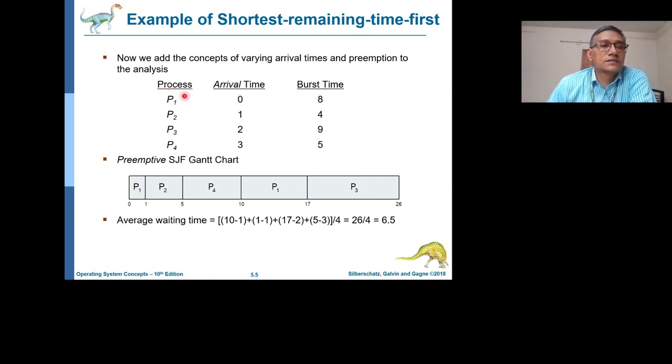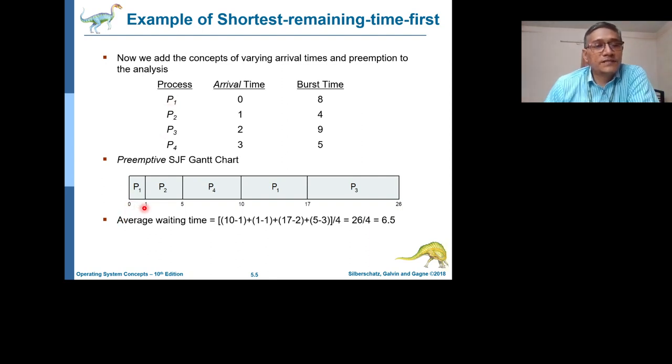Now the processes are P1, P2, P3, P4. Arrival time is also given, and the respective burst time is also given. Now at time 0, only one process, P1, is available in the system. So no other processes are there in the ready queue. So here there is no comparison possible for burst time. So P1 will immediately take over the CPU and it will execute for 1 millisecond.